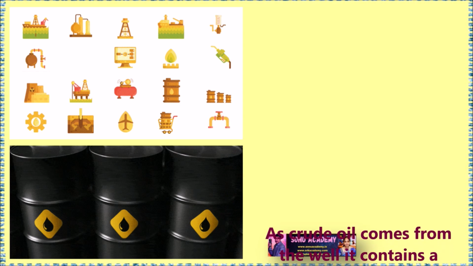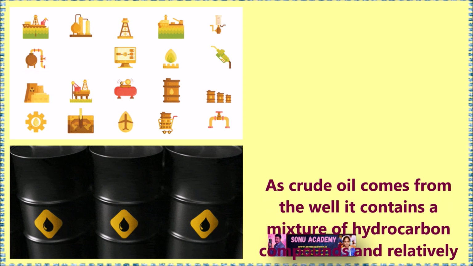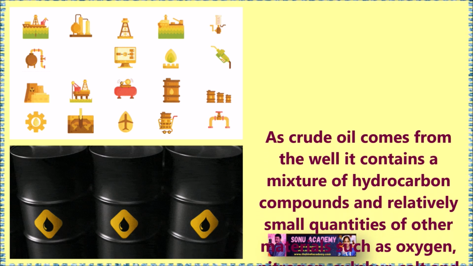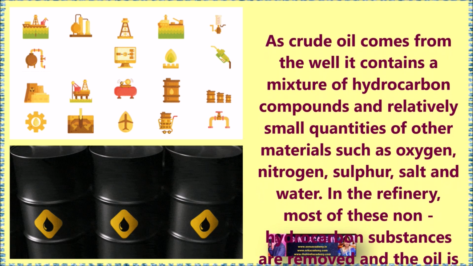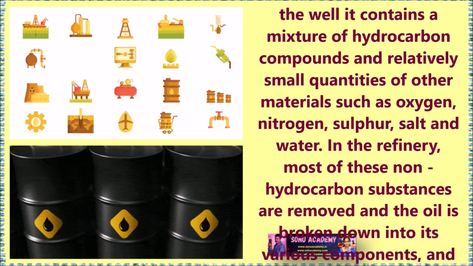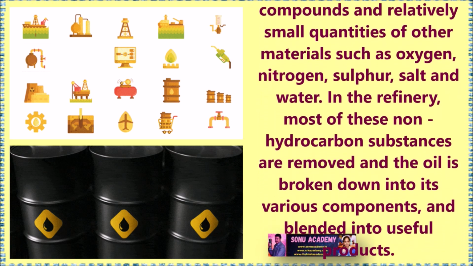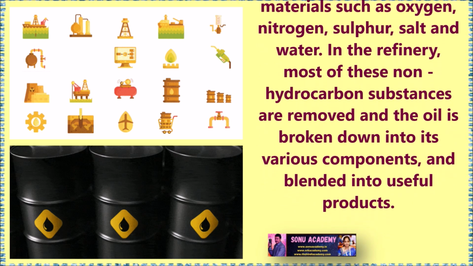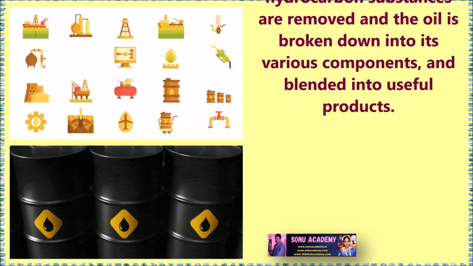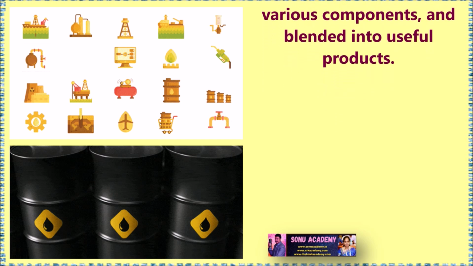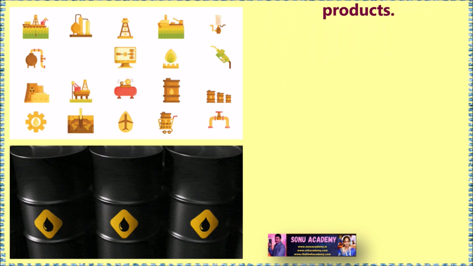As crude oil comes from the well, it contains a mixture of hydrocarbon compounds and relatively small quantities of other materials such as oxygen, nitrogen, sulfur, salt, and water. In the refinery, most of these non-hydrocarbon substances are removed and the oil is broken down into its various components and blended into useful products.